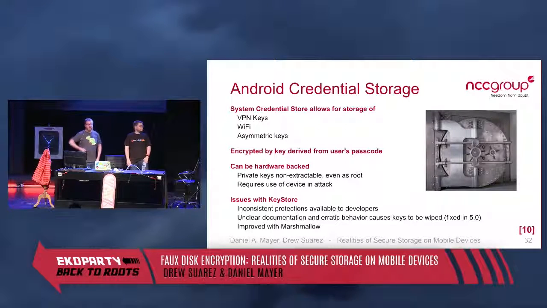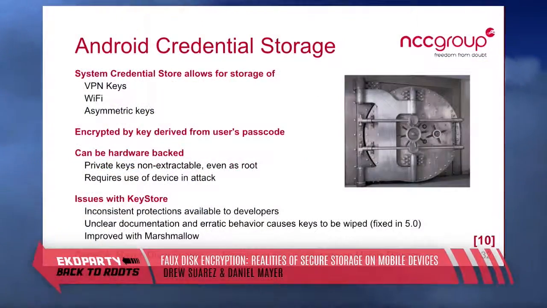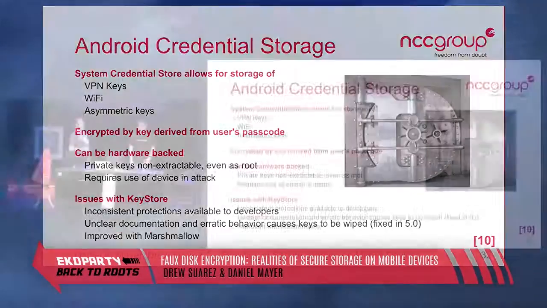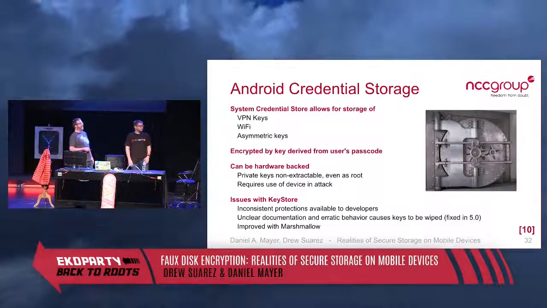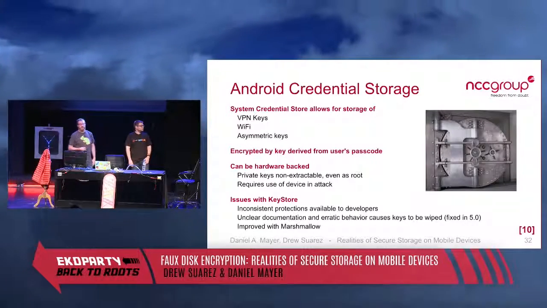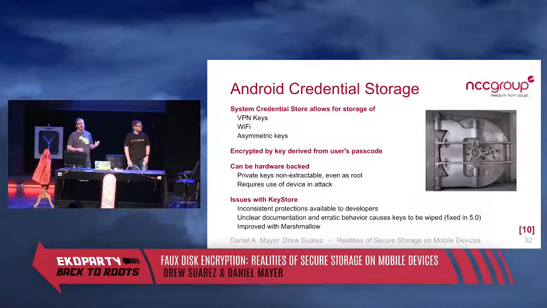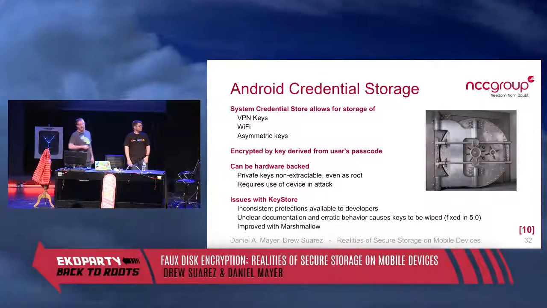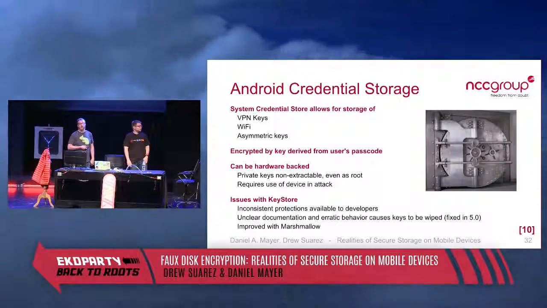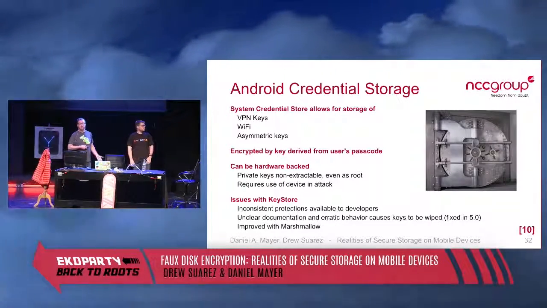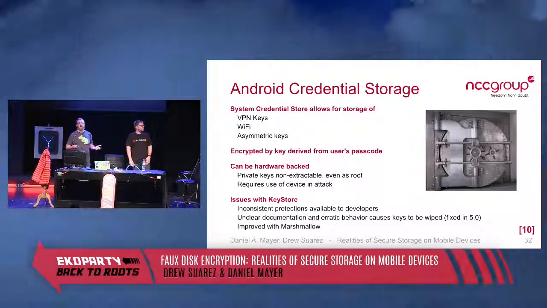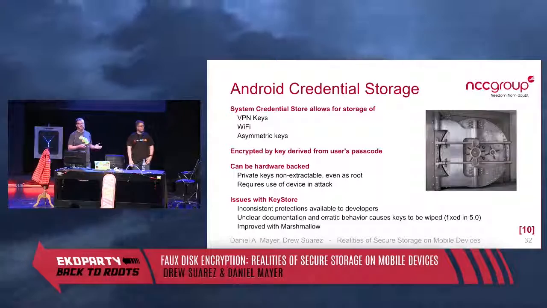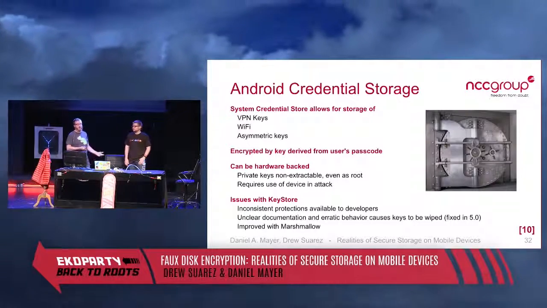So the system credential store, similar to what Daniel was talking about, allows for the storage of VPN keys, Wi-Fi, asymmetrical keys. These are encrypted by the key encryption key that's derived from the user's passcode. And this can be hardware backed, and this is available on more and more models now. But what this means is that key material is stored in hardware and cannot be extracted by the operating system even as root. So it's much safer to store in here. Unfortunately, not every device has hardware backed crypto, and APIs are available for developers to check if that exists, and if it does, they can use that. But again, this goes back to code complexity: if they have it, let's use it. If not, okay, we're storing it in software.